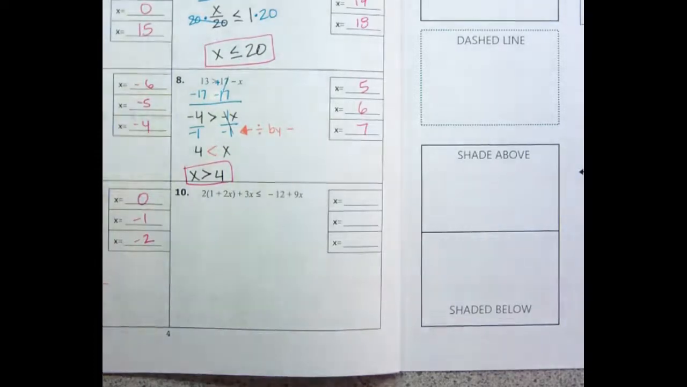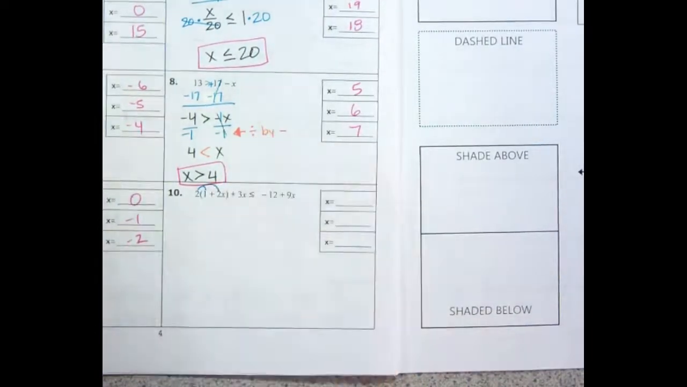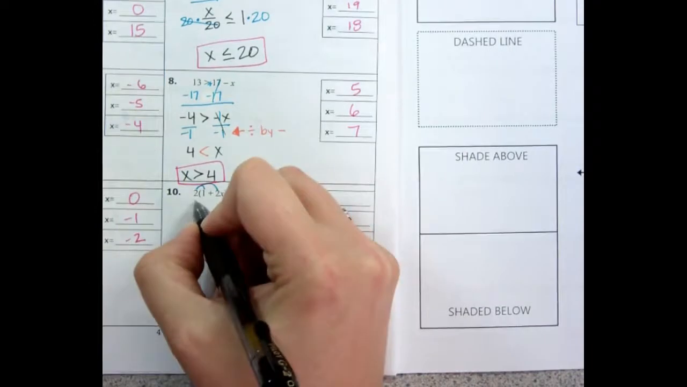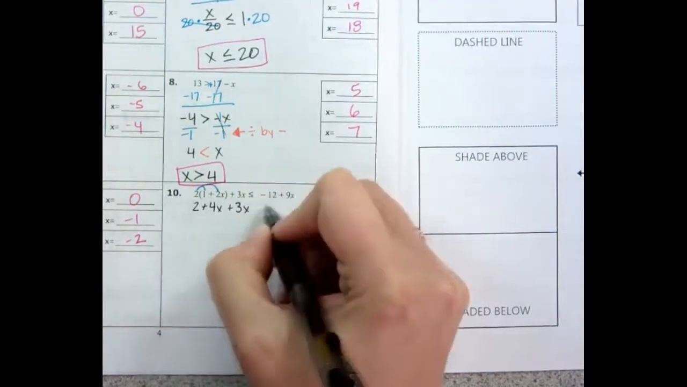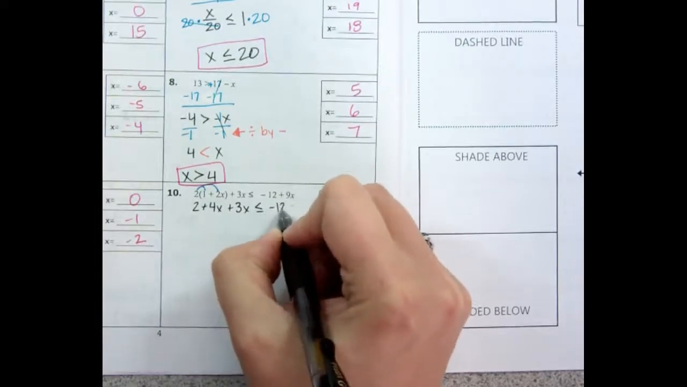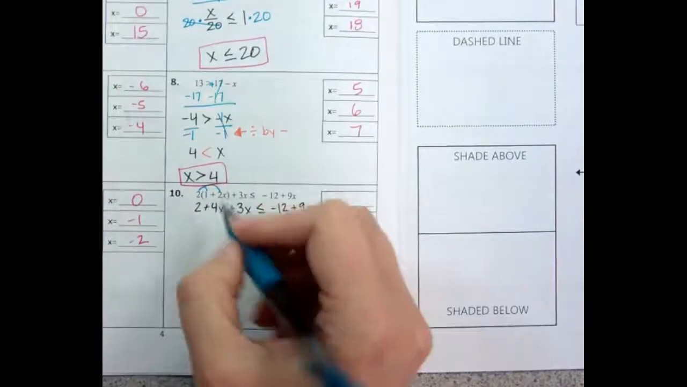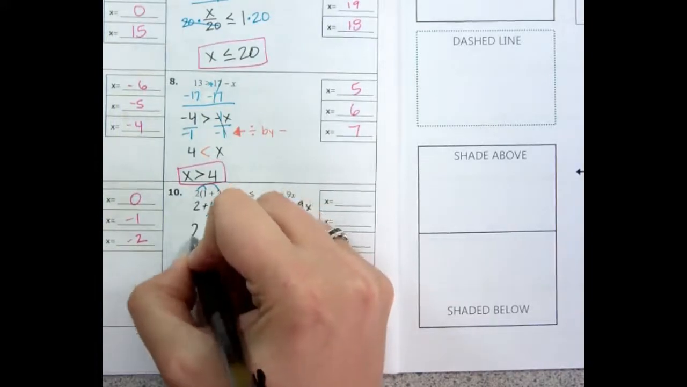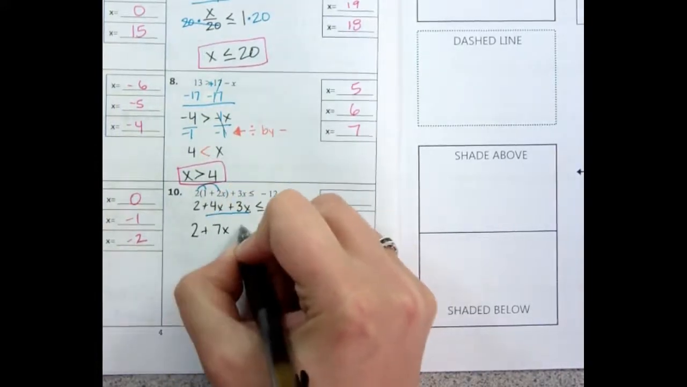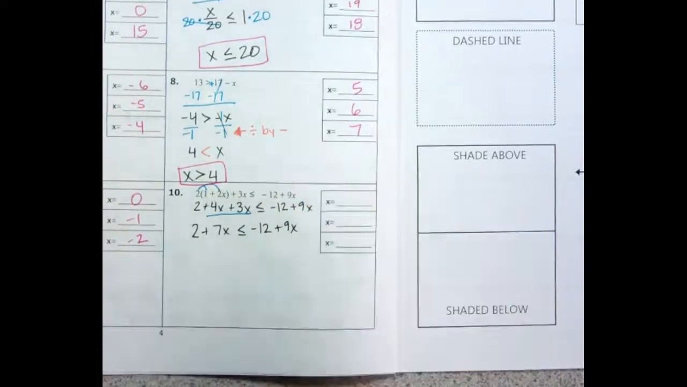All right, let's do this last problem here. So I've got some cleanup work to do first. I need to distribute this 2. So 2 plus 4x plus 3x is less than or equal to negative 12 plus 9x. And then I need to combine my like terms. So 2 plus 7x is less than or equal to negative 12 plus 9x.